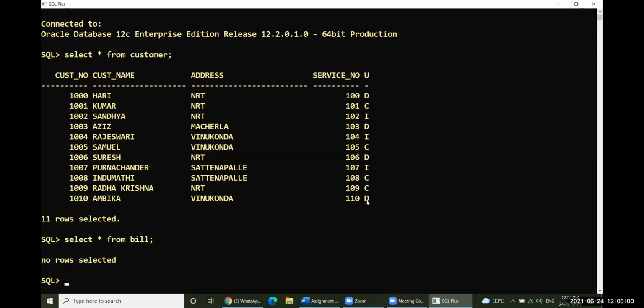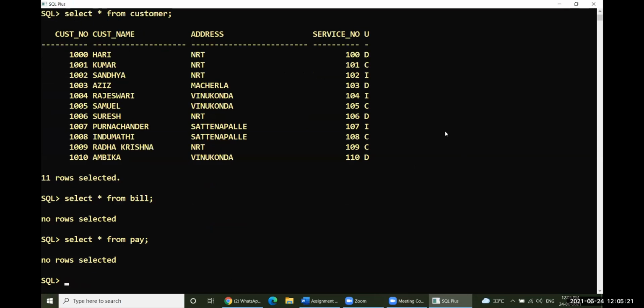Oh, I have forgotten to apply commit. Apply commit, sorry. Select everything from pay. Of course, nothing is there. Things are not working here. Okay, let me introduce at least 10 rows for now. I'm sorry for this.